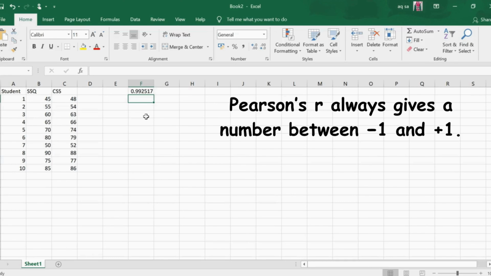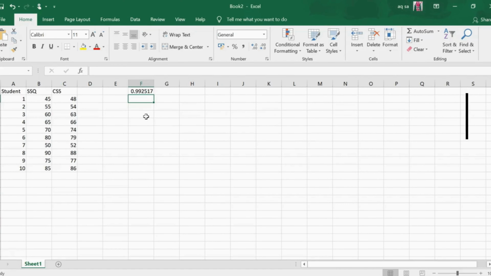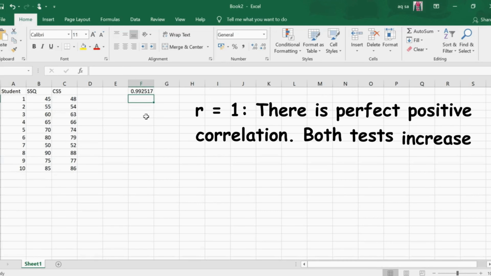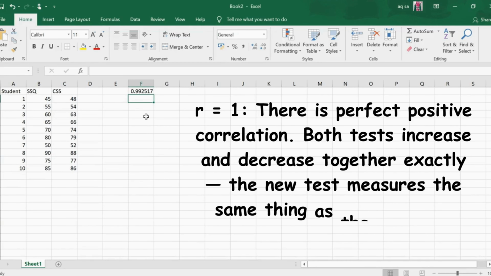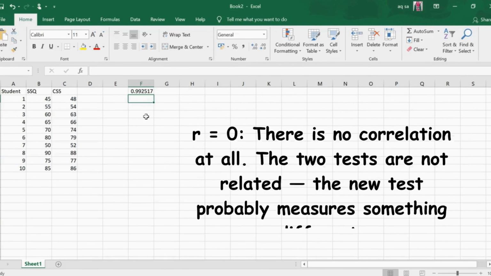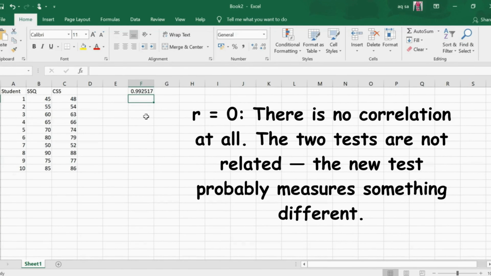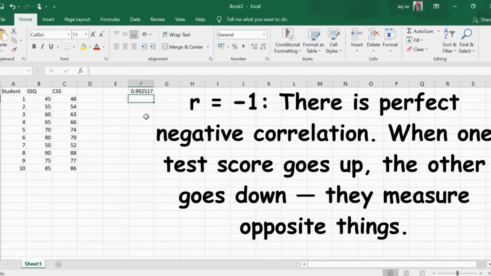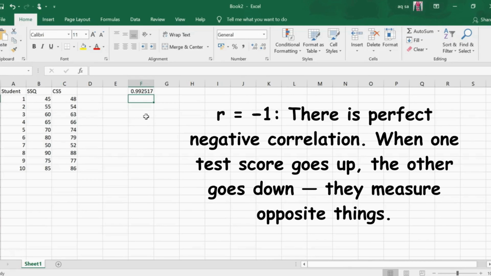Pearson's R always gives a number between -1 and +1. It can be interpreted as follows: R equals 1, there is perfect positive correlation. Both tests increase and decrease together exactly. The new test measures the same thing as the standard test. R equals 0, there is no correlation at all. The two tests are not related. The new test probably measures something different. R equals -1, there is perfect negative correlation. When one test score goes up, the other goes down.